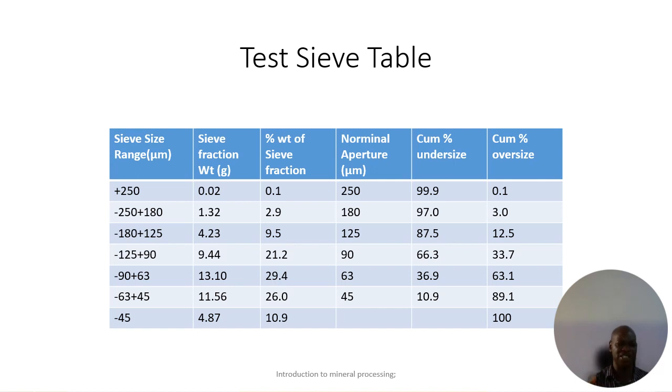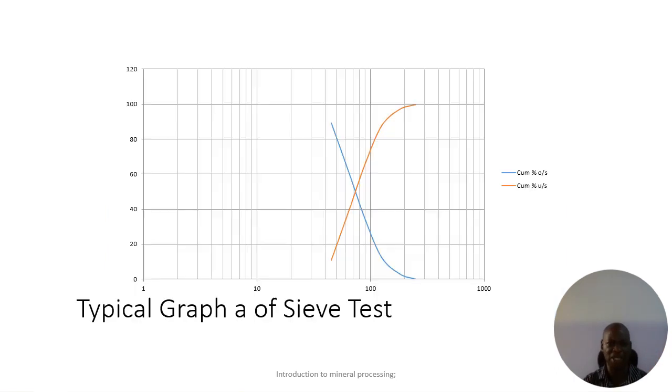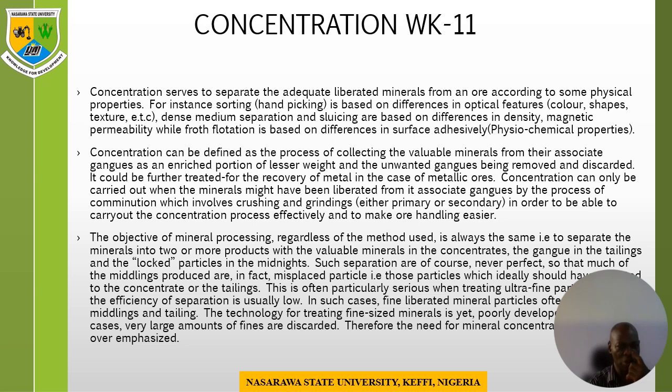Now, after that, this is a typical table of the sieve analysis, and if you do that, this is what it is. Then this is a typical graph of the sieve analysis, and that will show which part of the ground material you are taking for your concentration or for your further mineral processing, because we have reduced the size. Then that takes us to week 11, the concentration topic.